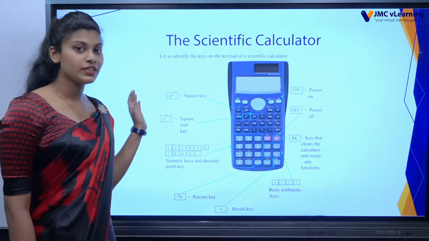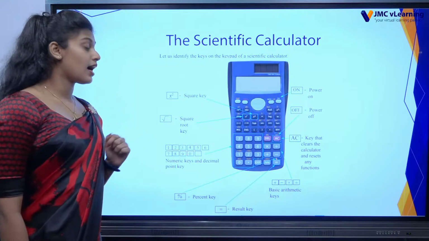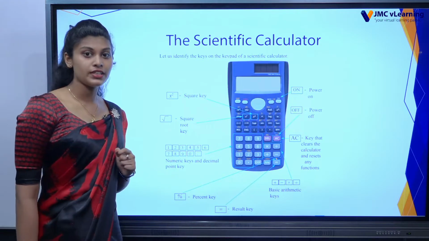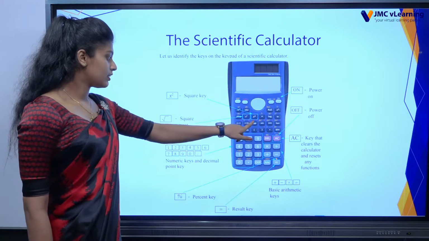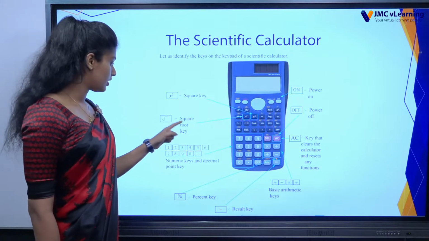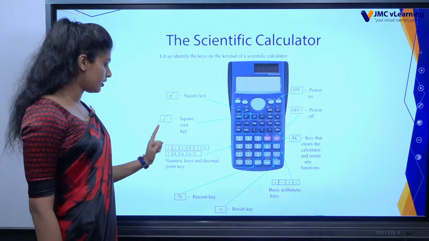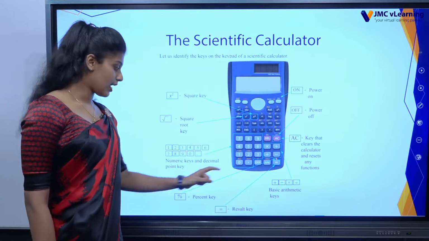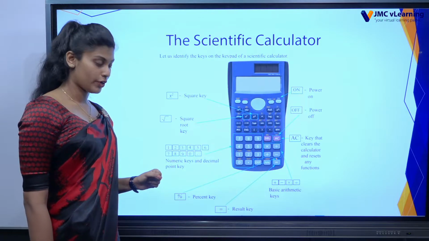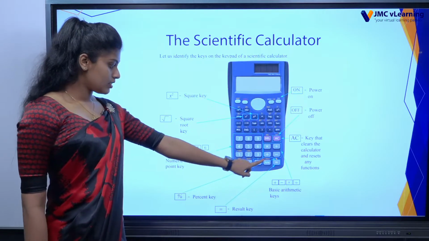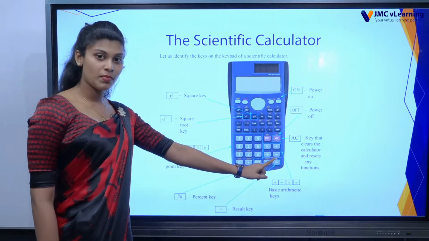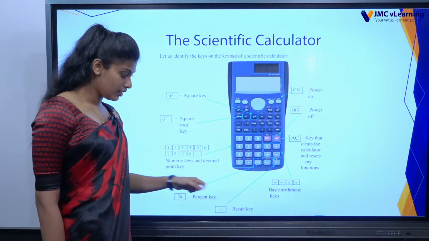This is the scientific calculator. Let's identify the keys on the keypad of a scientific calculator. This is the square key, this is the square root key, and these are the numeric keys, and this is the decimal point key. This one is the percent key, and this equal mark is the result key.